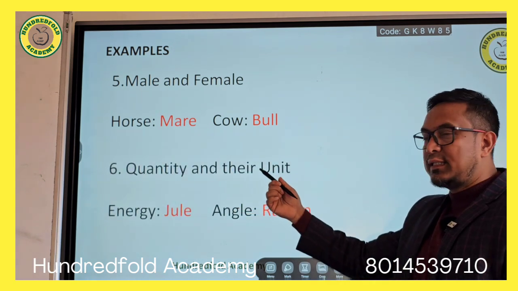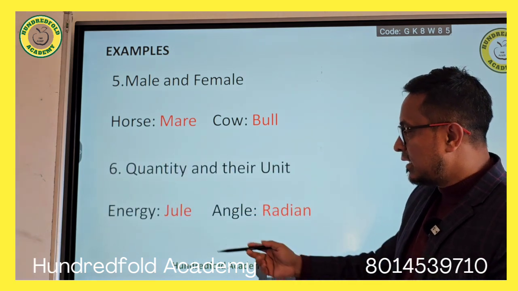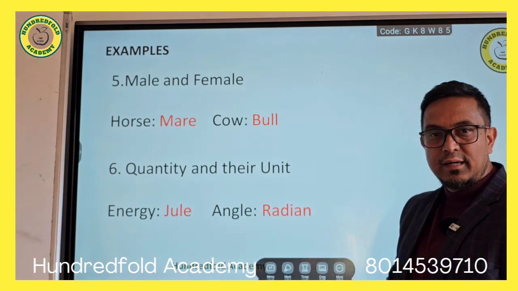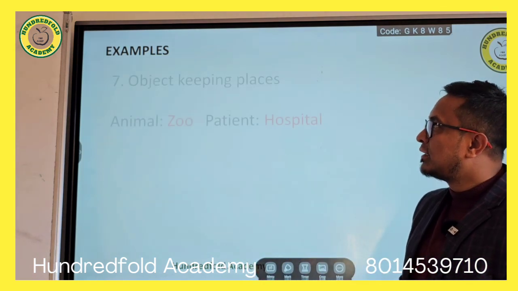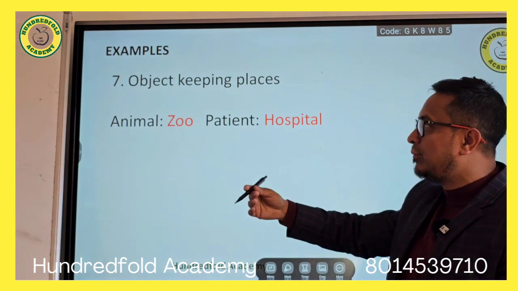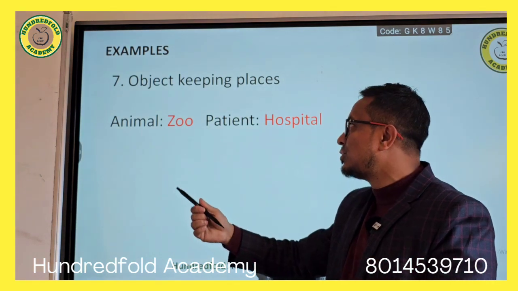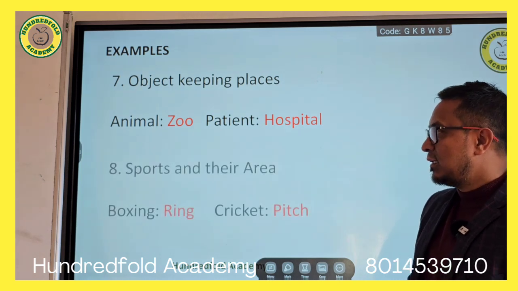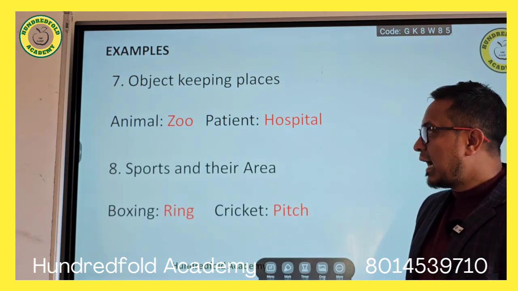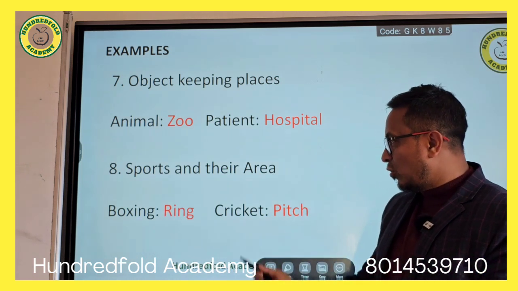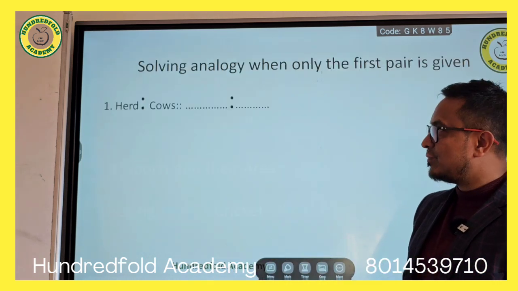Sometimes it can be quantity and the unit. How do you measure quantities? If energy is measured by joule, angle is radian. So there are more examples. This is about where they stay or where you keep these things. So animals, you'll find them in the zoo. So patient, you also find in the hospital. Sometimes it can be sports and their area. Where boxing happens, in the ring. Where cricket happens, in the pitch.